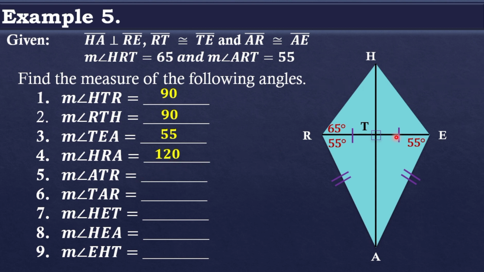Next, the measure of angle ATR. Okay, so alam natin to. This is a right angle, so that is 90. Next, the measure of angle TAR. So, this is your TAR. Okay, ito. TAR. So, ibig sabihin, ito ang hinahanap.